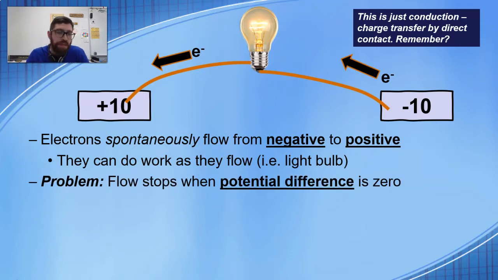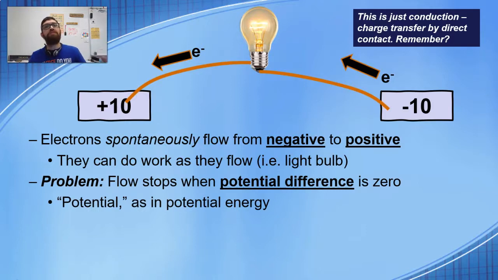But there's a problem. The problem, as you might have suspected, is if electrons are flowing from negative to positive, that means electrons are being lost from this side, which means it's becoming more positive. And the electrons are being gained on this side, which means it's becoming more negative, which means the flow is eventually going to stop. That flow stops when the potential difference is zero.